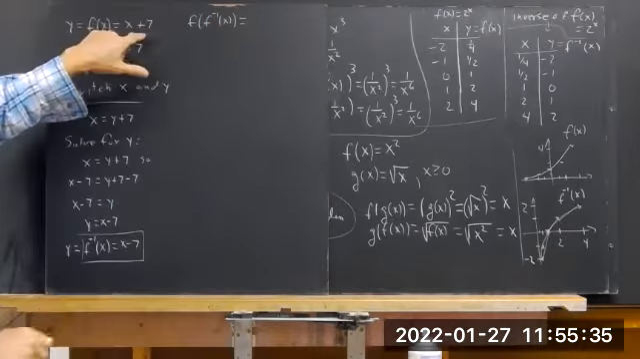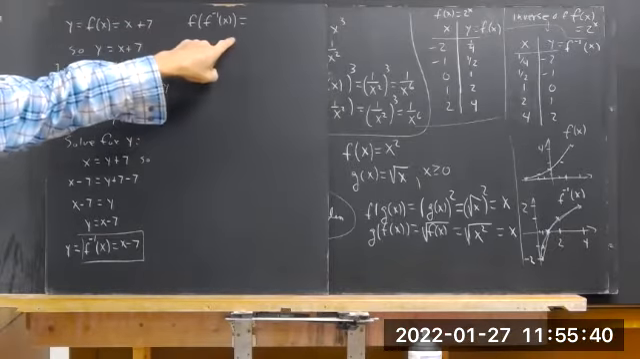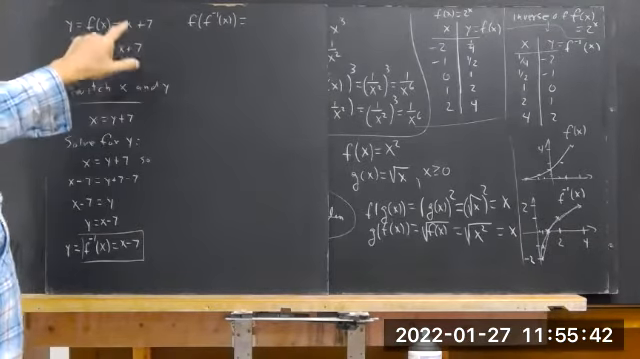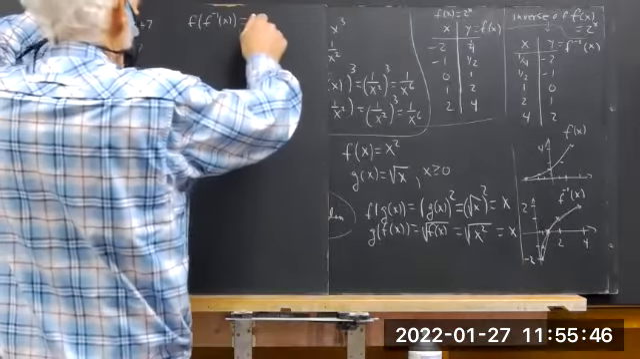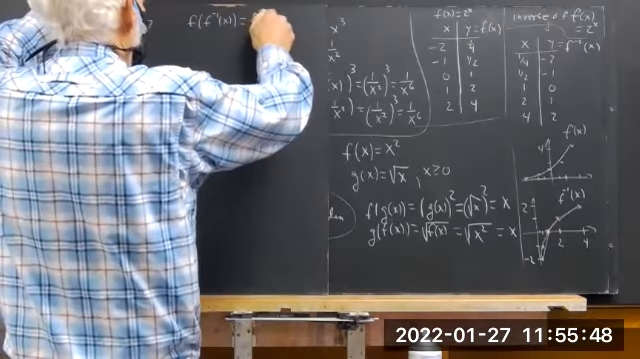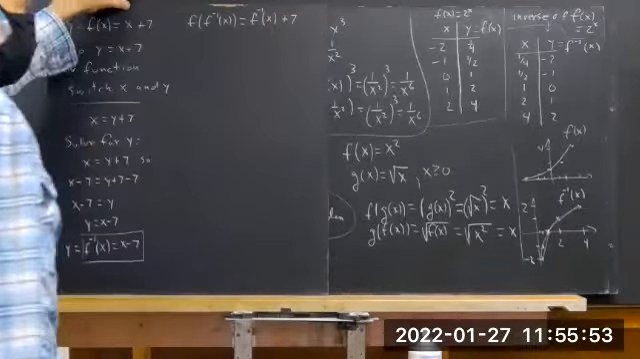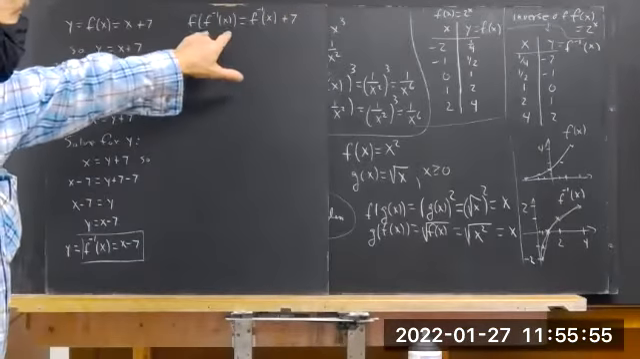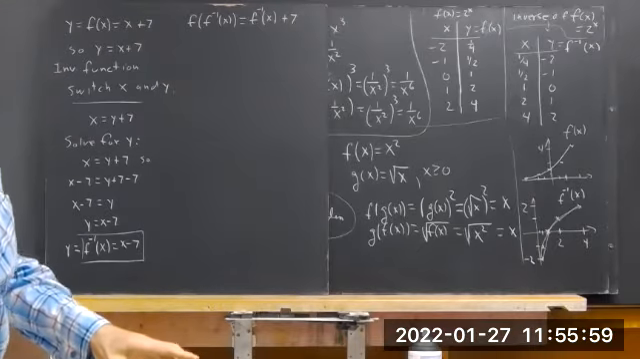Okay, f of x is x plus 7, right? So what's f of f inverse of x? We replace this x with f inverse of x. So this is... Okay, first step, replace x with f inverse of x. I hope you're getting used to this.